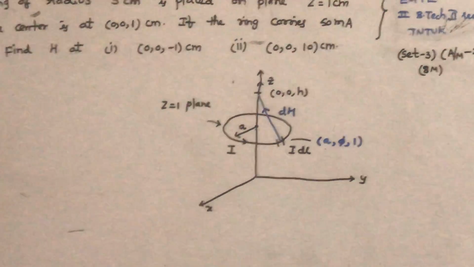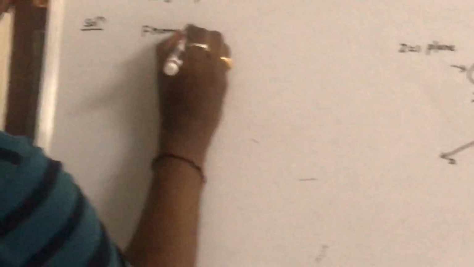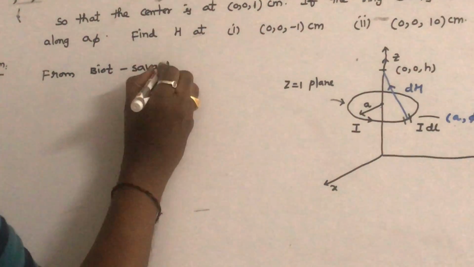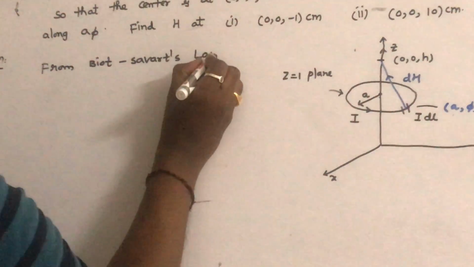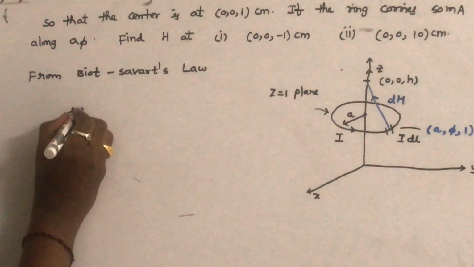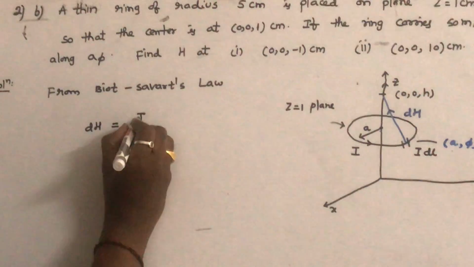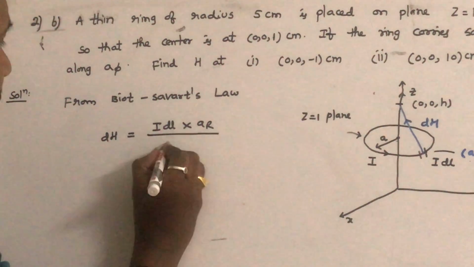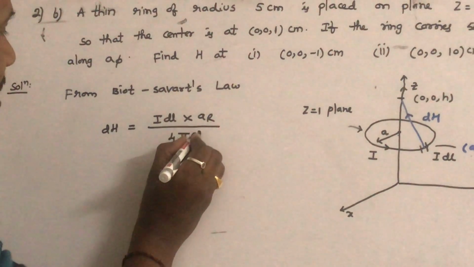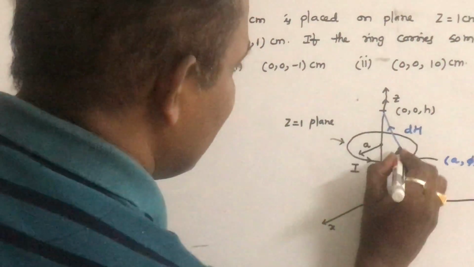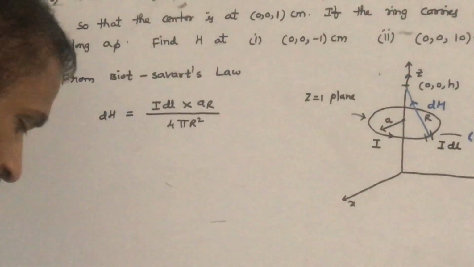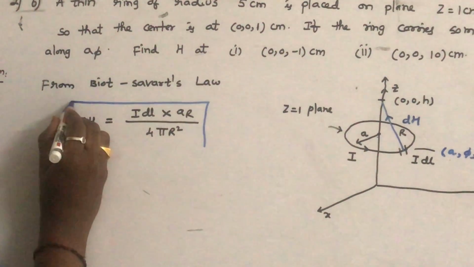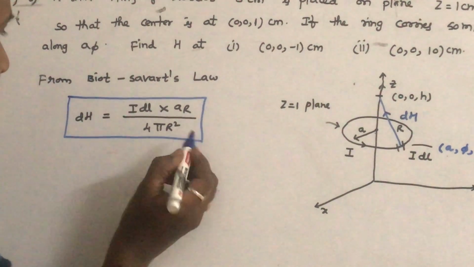Now from Biot-Savart's law, a very important formula, the magnetic field intensity because of a small section on the conductor is dH equal to I dl cross aR by 4 pi R square. So this distance is capital R. We use this formula to answer this question.